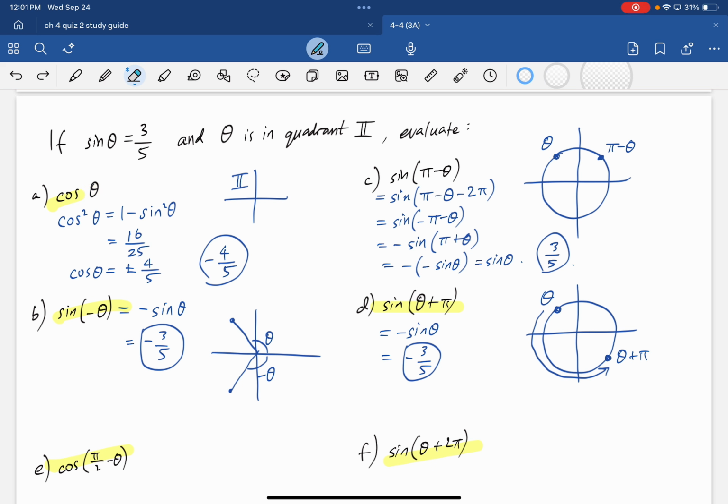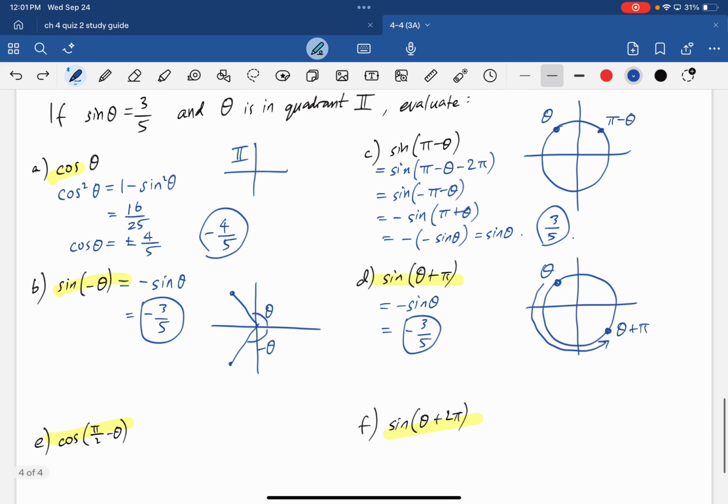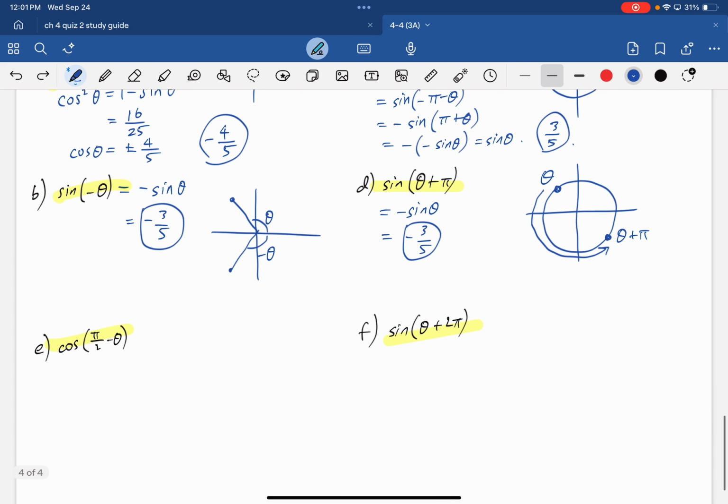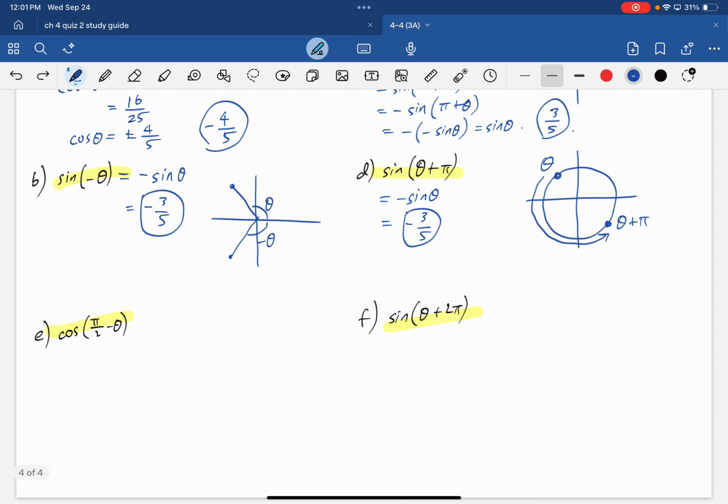All right, who has the answer to part E? Very good. Here we just use the cofunction relationship that we derived in the first lecture. Okay, as we recall, cofunctions of complementary angles are equal. So pi over 2 minus theta is simply the complementary angle of theta. So that's equal to sine theta, which means that the answer is 3/5.